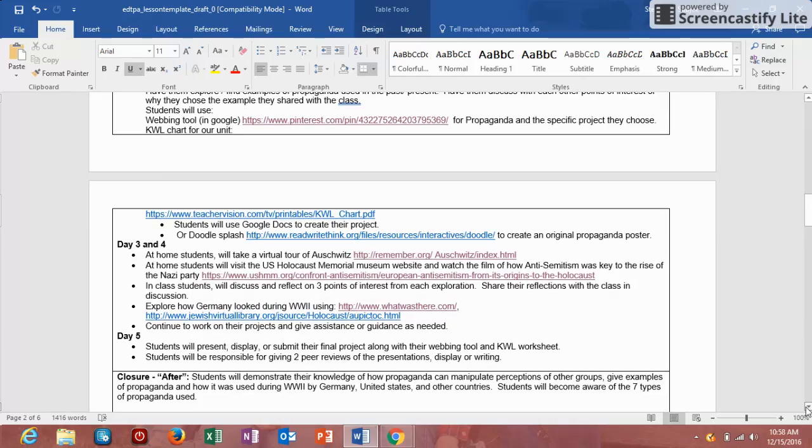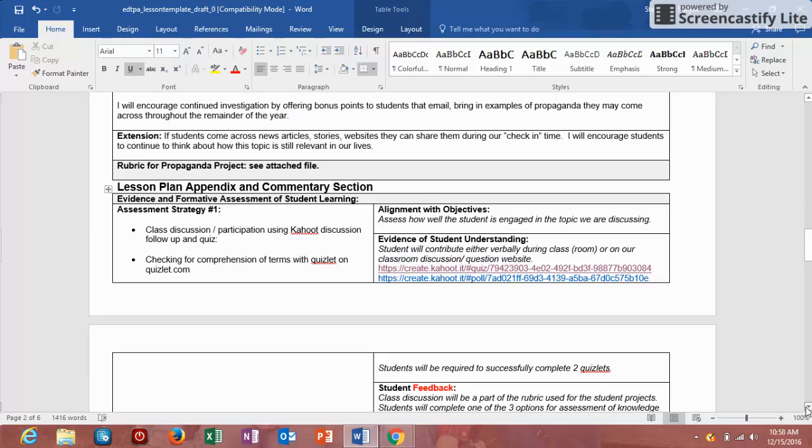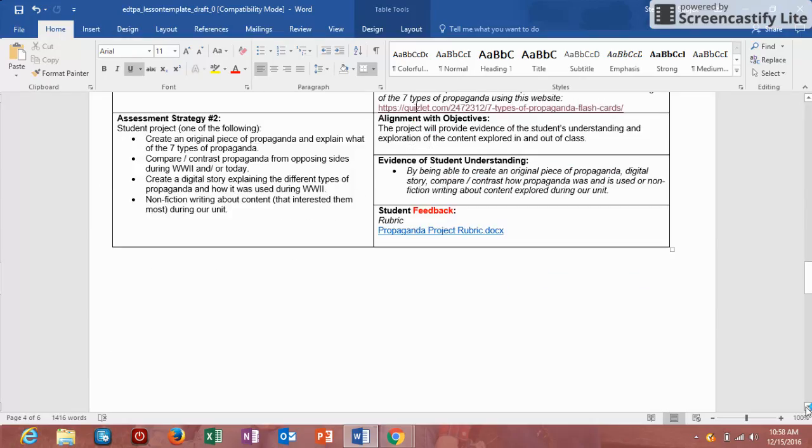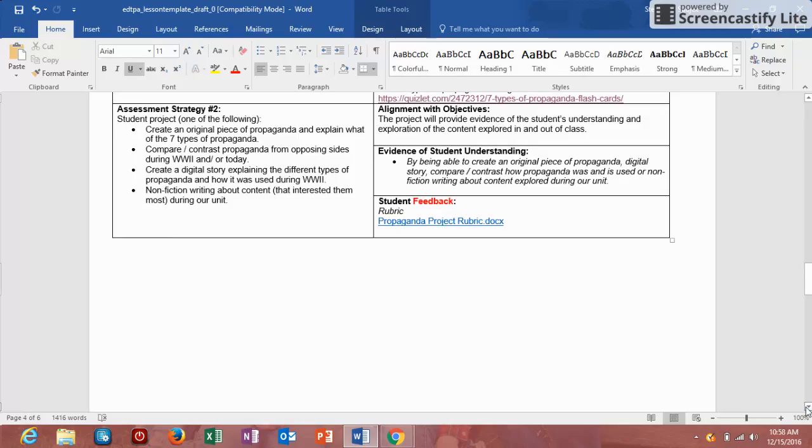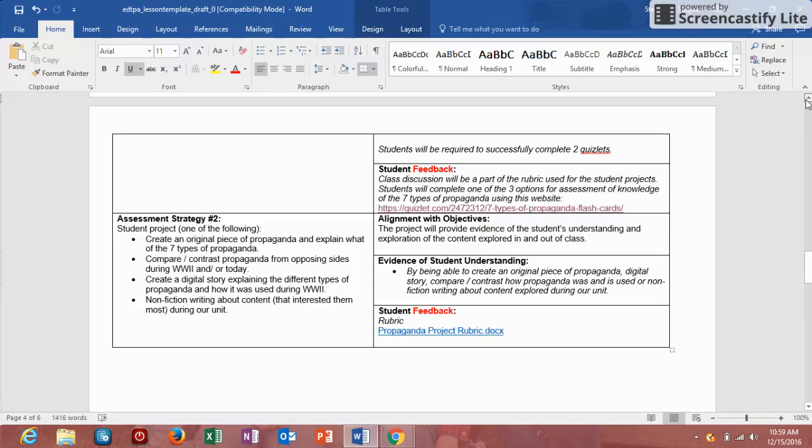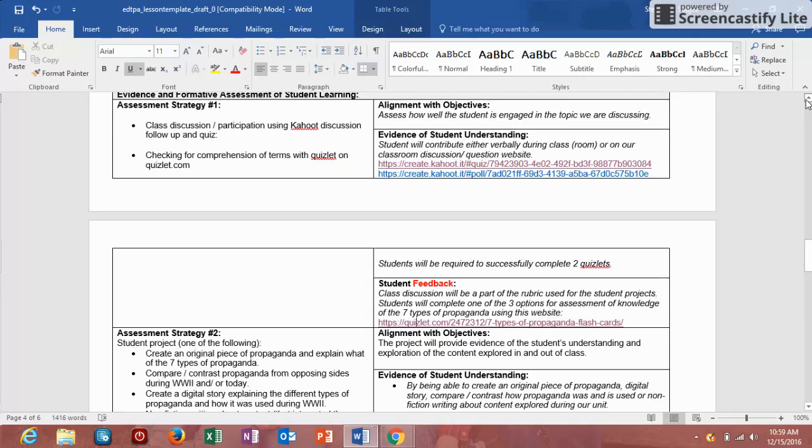I created a rubric then for their final project where they could either create an original piece of propaganda and explain the 7 types of propaganda, compare and contrast propaganda from opposing sides during World War II or today, or create a digital story explaining the different types of propaganda, or nonfiction writing about the content during our unit. So I think between the project and the quizzes, the children should be able to get a pretty good idea of propaganda and how it was used then and how it is used now.